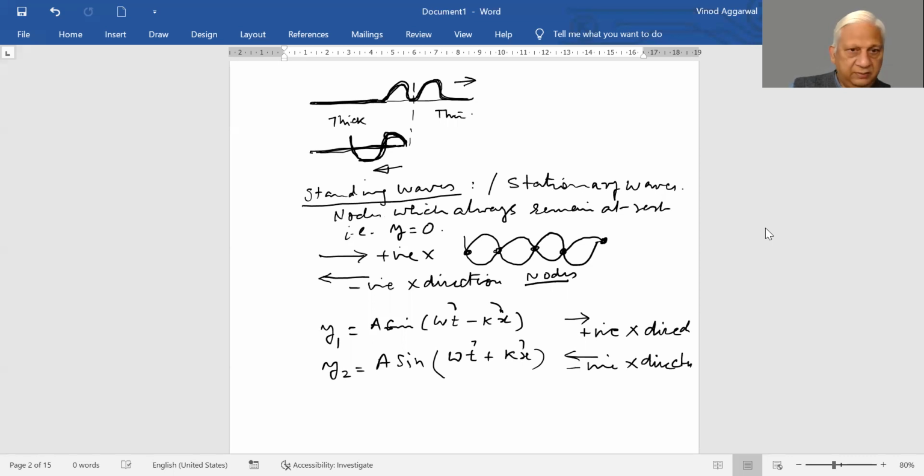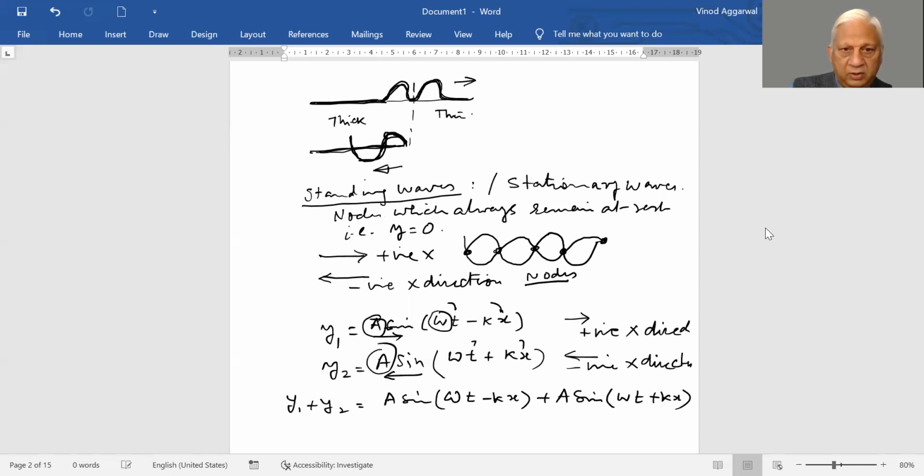Now, if we add them together, y is equal to a sine omega t minus kx plus a sine omega t plus kx. Now if you see the wave going forward and the reflected wave going backwards, they have the same amplitude, same angular velocity, and same k. k is called the wave number.